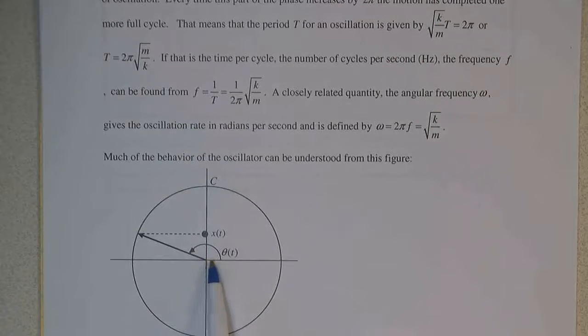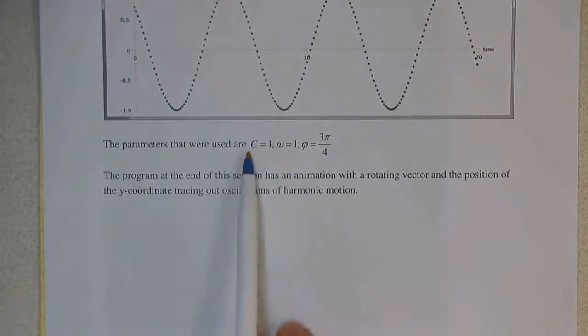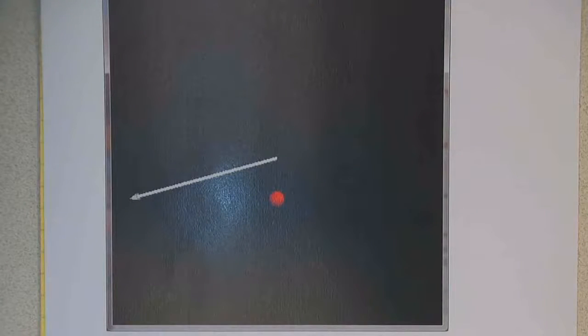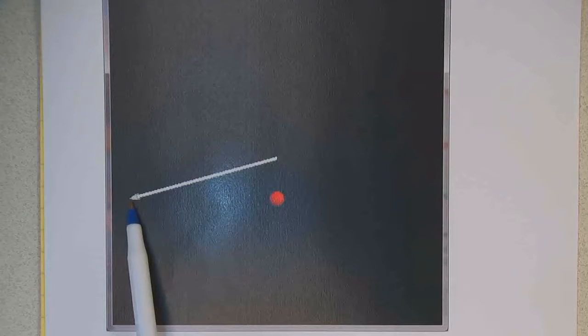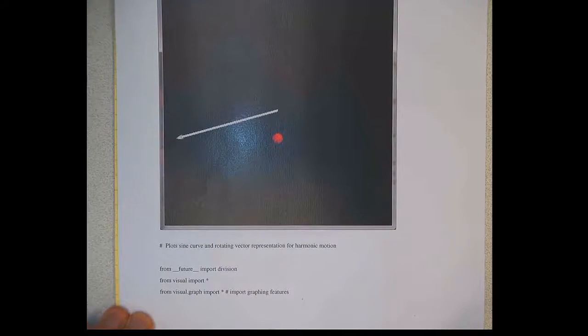So imagining this as a vector of length C rotating around at a rate given by omega, your displacement, x of t, is given by the projection onto the y-axis, or the sine of this angle times C, is one way of visualizing that. And I thought I would show you here it is for a particular example when C equals 1, omega equals 1, and the phase is equal to 3/4 pi. This was generated by a computer program, and I have a rotating vector and the projection onto the y-axis, and you'll simply see this oscillating up and down and the trace that it gives.